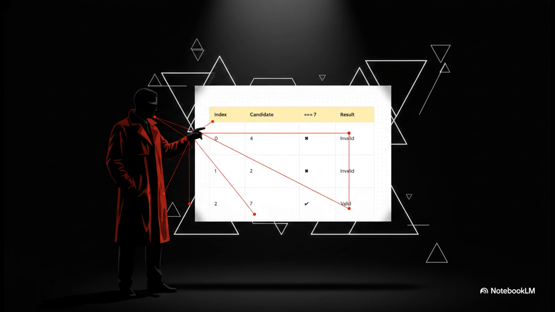And finally, the result. At index 0, candidate 4 is an invalid match. Index 1, candidate 2, invalid. But at index 2, candidate 7 is a valid match. By mapping this out first, we completely prevent ourselves from making a false arrest or getting all tangled up in code later. We already know the absolute truth.